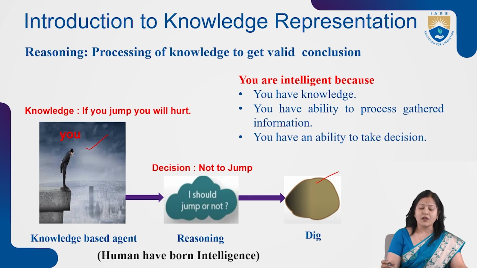Now you are intelligent because you have the knowledge, you have the ability to process the gathered knowledge or information, and you even have the ability to take the decision. That means we human beings have the knowledge, we have the capability of reasoning, meaning processing of the knowledge to get a valid conclusion, and we have the intelligence, the ability to process the gathered information. As we have knowledge, intelligence and reasoning powers, human beings are more intelligent.